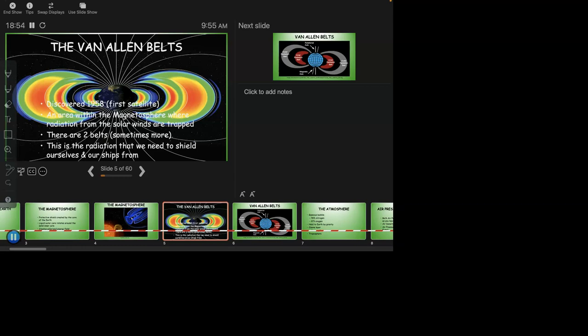So the outer ring is the trapped incoming solar radiation. All right? And it's said that the inner belt was formed by the radiation interacting with the atmosphere. So maybe that one is where the northern lights are. All right, on the inner belt. But again, don't quote me on that one.